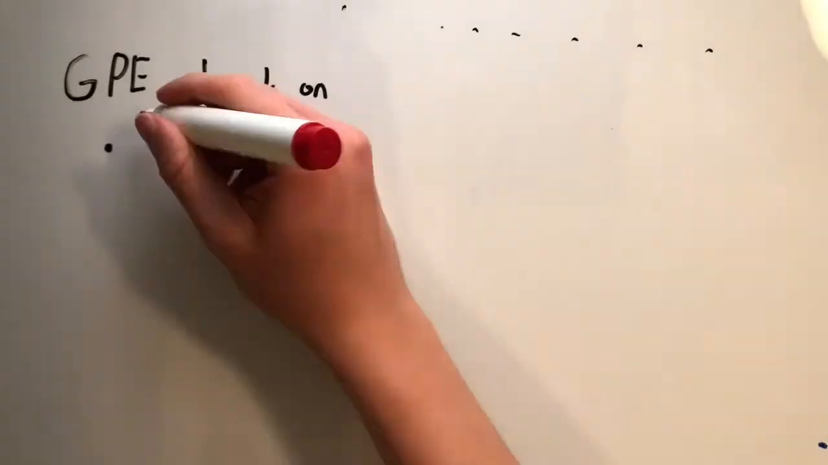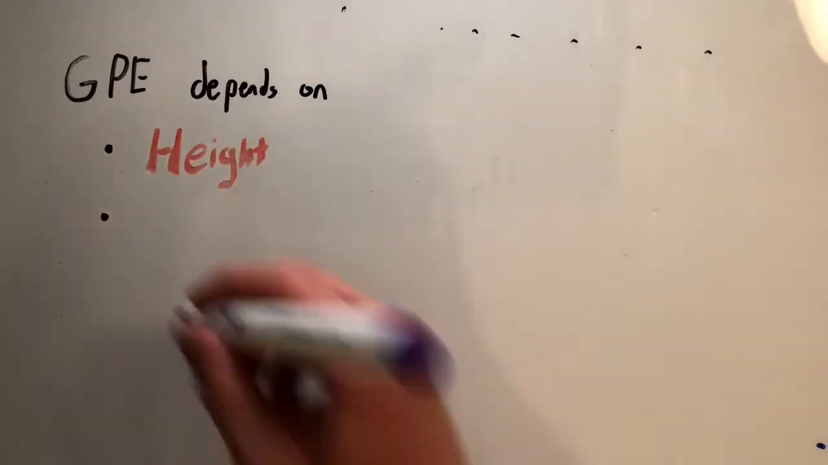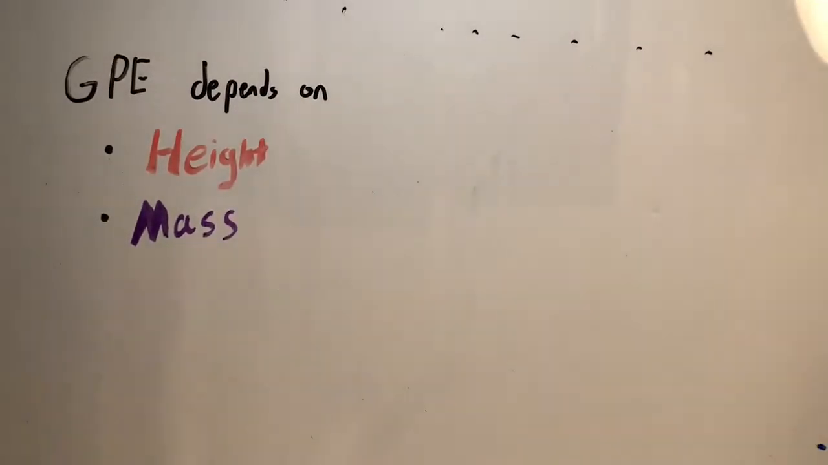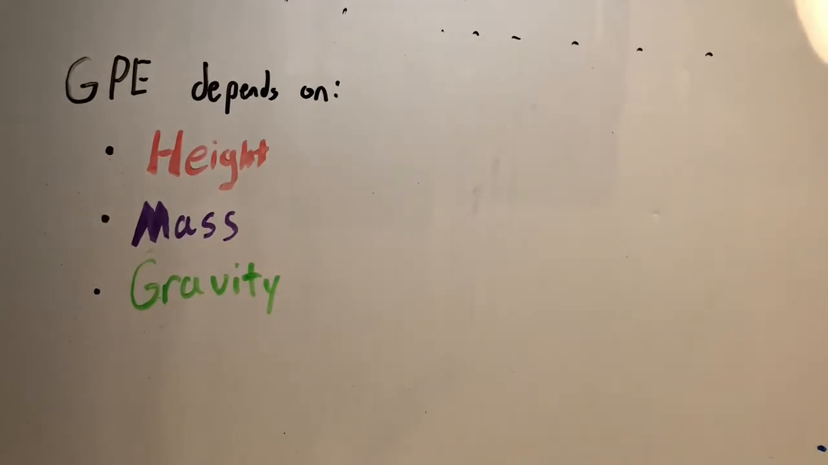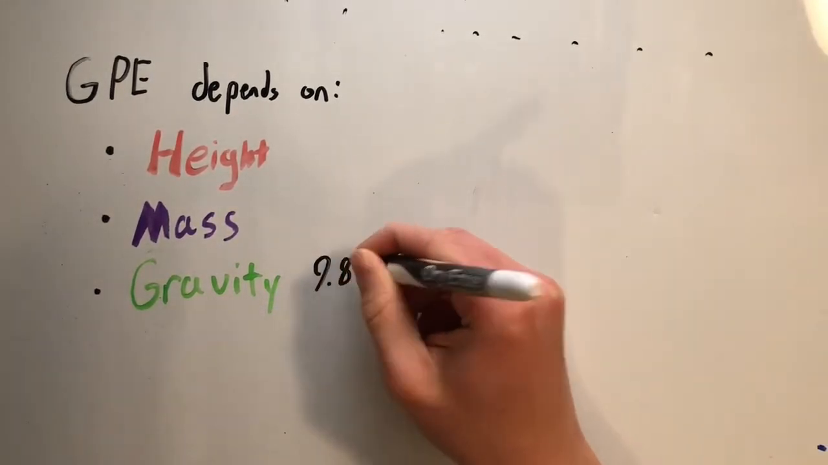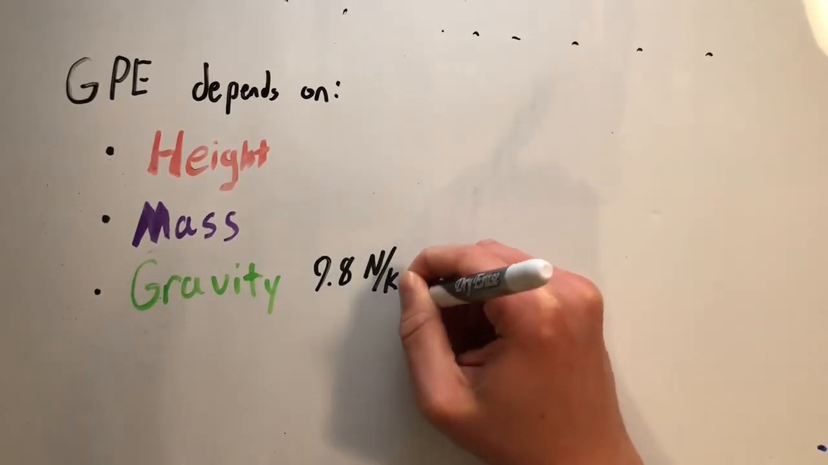By now, we know that gravitational potential energy is dependent on 2 things, height and mass. The last variable, which should be obvious, is gravitational field strength, or just gravity. Depending on what gravitational field you're in, there's a certain amount of force pushing everything downwards. I do most of my experiments on Earth, which has a gravitational field strength of 9.8 newtons per kilogram. Remember that number because it's important.